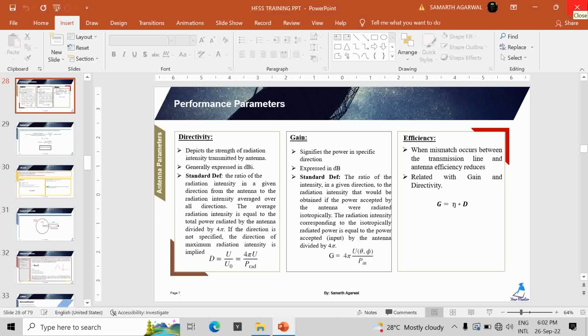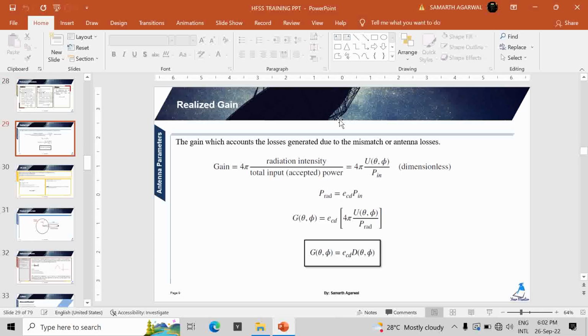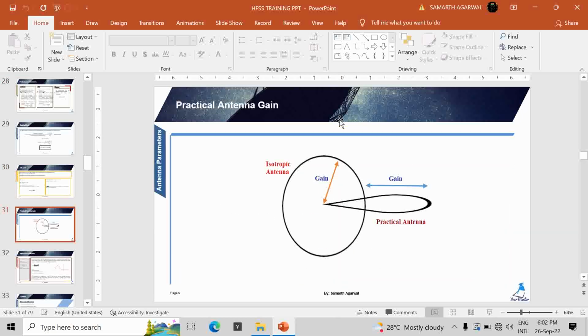So that's why we are saying that this kind of antenna will not exist in real life. Okay, then further, if I say that for the practical antenna, suppose this point source will be the same only.